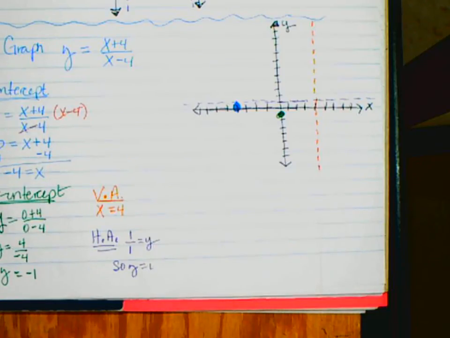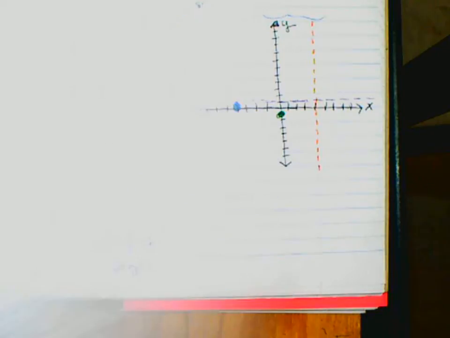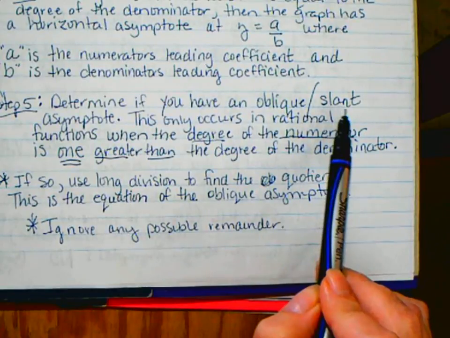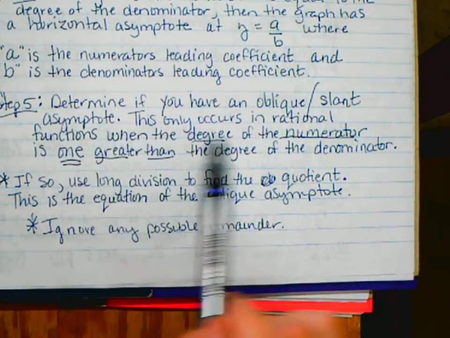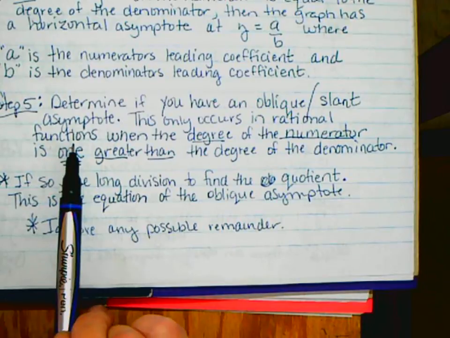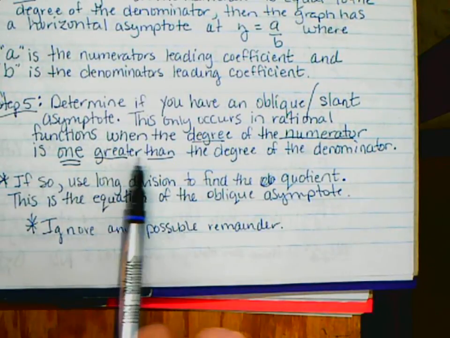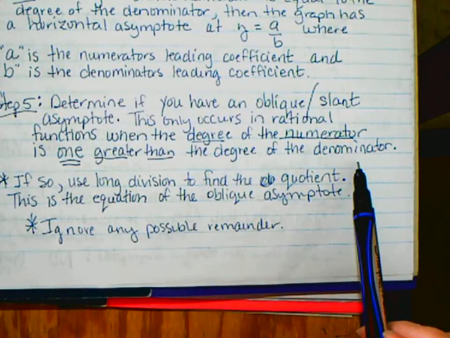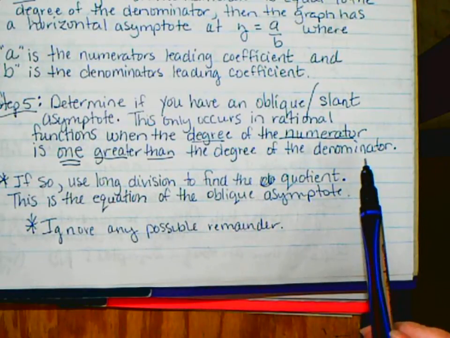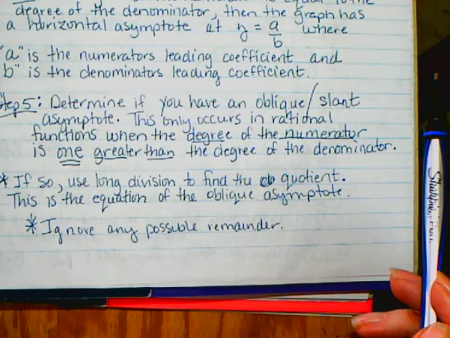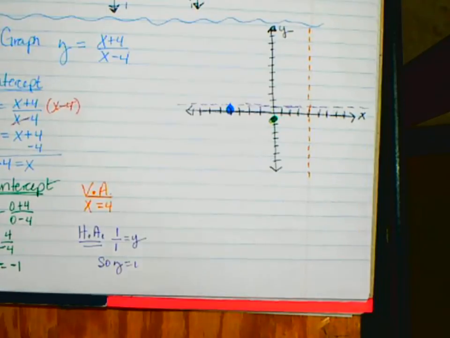But first of all, we forgot to see if there was an oblique asymptote. So let me just do that real quick, which was step 5. Determine if you have an oblique, that's also called a slant asymptote. This only occurs in rational functions when the degree of the numerator is 1 greater than the degree of the denominator, which is not because they're equal, right? Okay, and you're not going to have a horizontal asymptote and a slant asymptote. It's not going to happen. So there is no slant asymptote.